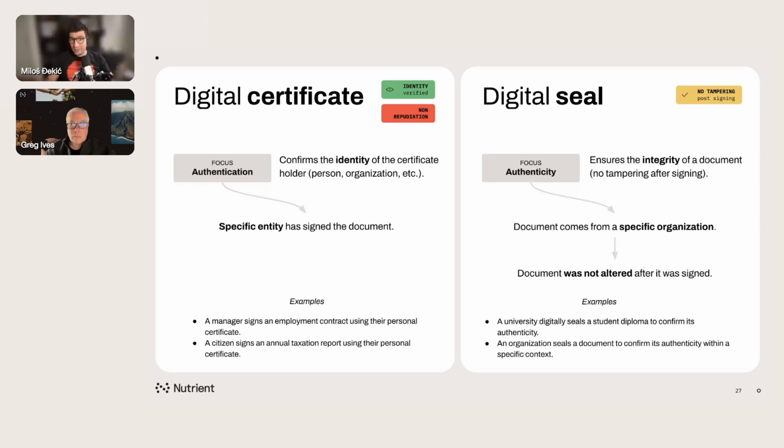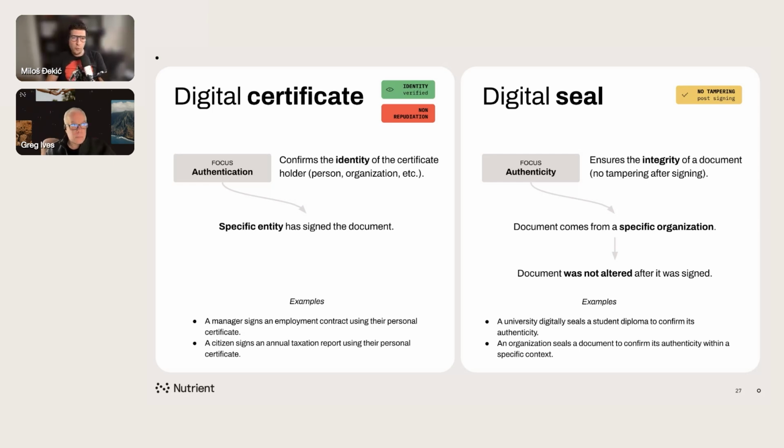But when it's all done, I seal the deal by using a digital seal, which focuses on the authenticity of the document itself. So it ensures the integrity of it, like it wasn't tampered with after the document was signed, and there's a specific organization that guarantees that. So a digital seal is typically issued to an organization, whereas a digital certificate can be issued to an organization and it can be issued to an individual.